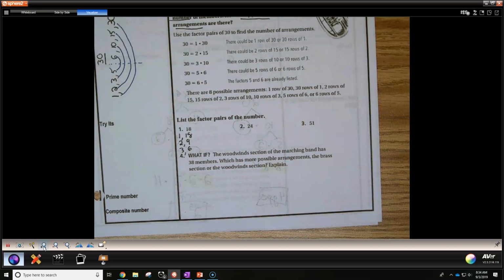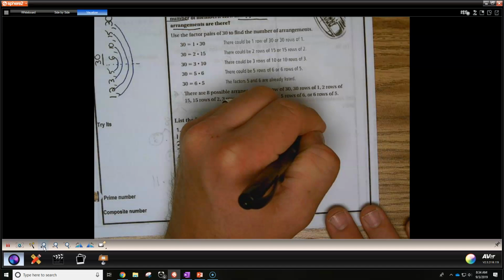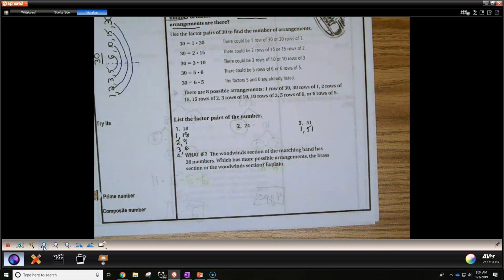I'm going to look at number 3. Now, most people will always get 1 and 51. What if I told you there's one other factor pair? 11 times 5? Nope, 11 times 5 is 55. You're close though. Is it 11? Nope.